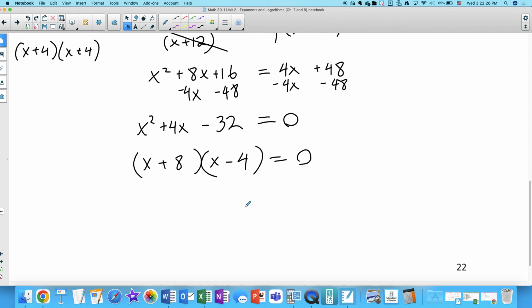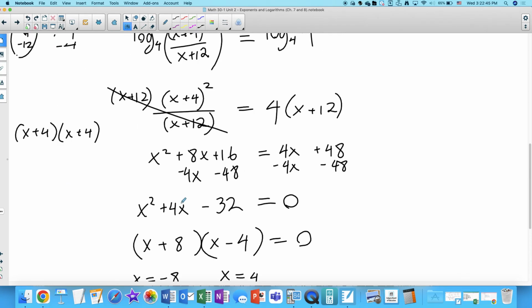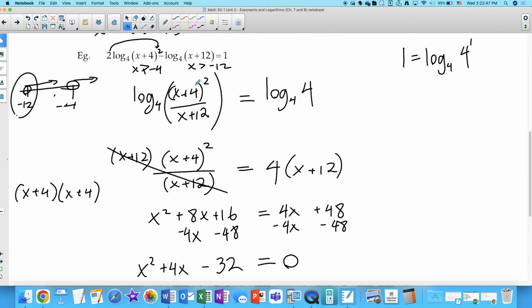So what's the solution? Not both, no. Because if x was -8 and you stuck it in here, this would be negative. You'd be taking the logarithm of a negative number. Okay? So it's only x equals 4. This guy is extraneous.